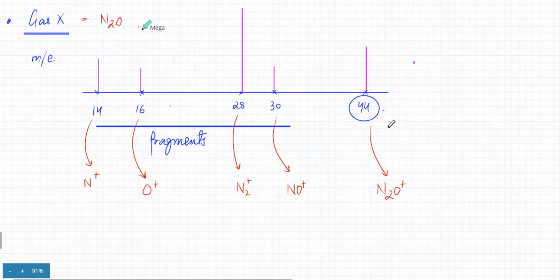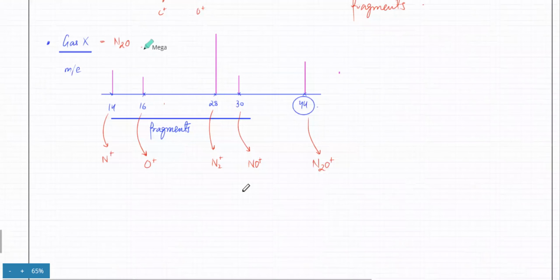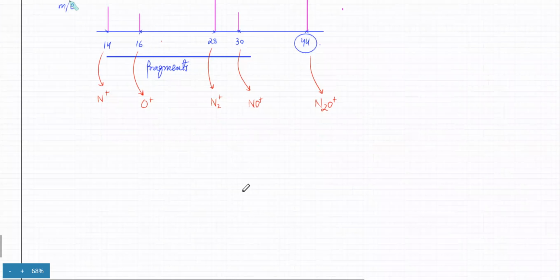So just remember this bigger molecule over here. These would be tiny pieces of this big molecule. The only reason why N2 exists is because N2 is part of the bigger molecule. During ionization, this big molecule broke down into smaller pieces, and that resulted in an N2 plus ion. Let's do another question, which would be slightly more complicated.